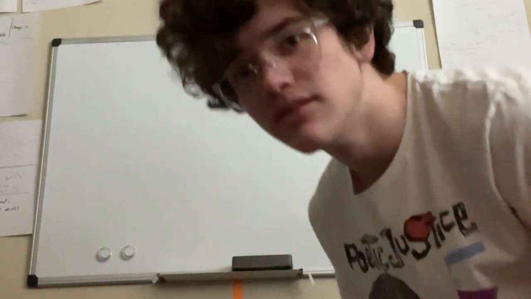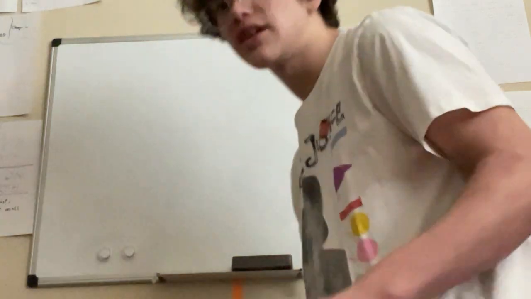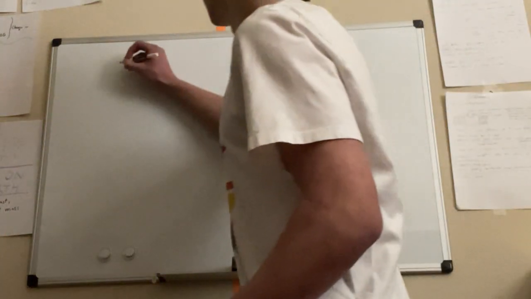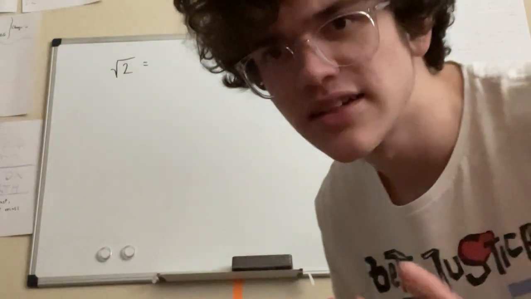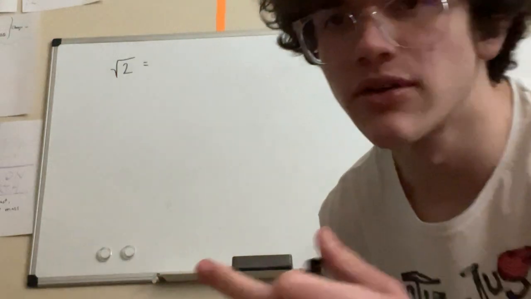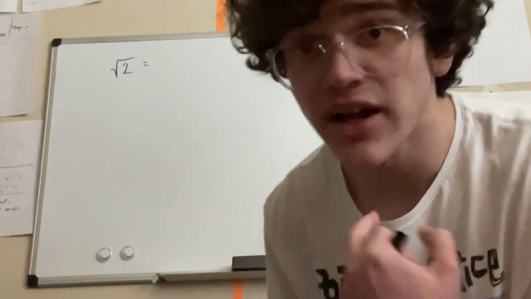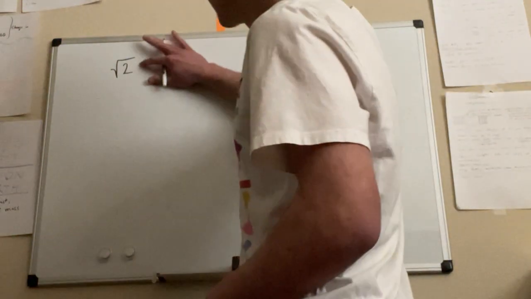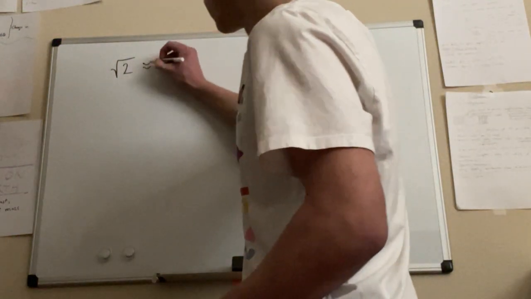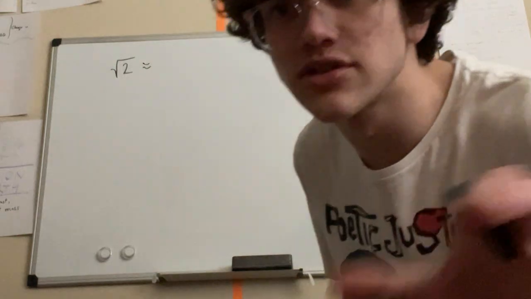So in this video, we're going to be going over Newton's method. So we're just going to get into this. Let's say we want to find a decimal value for the square root of 2. Now, we can't find the exact one because it's an irrational number, but we can find an estimate for it, or what it's equal to, maybe.